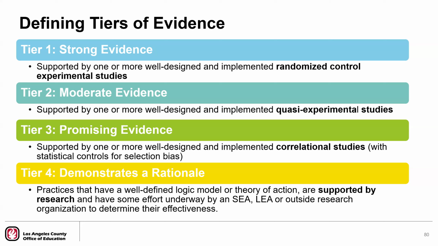Okay, Tier 3, promising evidence. These interventions must have had at least one well-designed and well-implemented correlational study. A study, not an experiment, took place to determine if a relationship existed between the intervention and a given outcome. This is usually done through data collection and analysis within the correlational study.